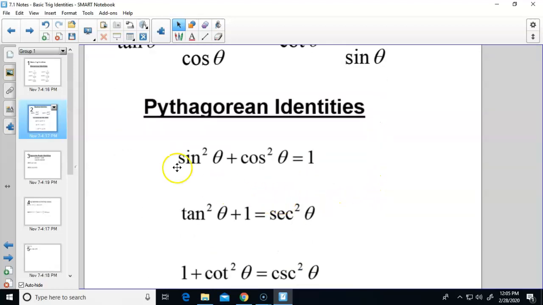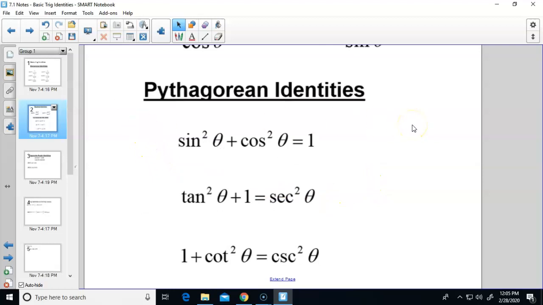The next one that we have is Pythagorean identities. Sine squared theta plus cosine squared theta equals 1. Tangent squared theta plus 1 equals secant squared theta. And 1 plus cotangent squared theta equals cosecant squared theta. These are a little more difficult to memorize, and we have not actually really used these yet, so these are brand new. One thing that can be helpful is if you can just remember the first one, you can develop the other two from the first one.